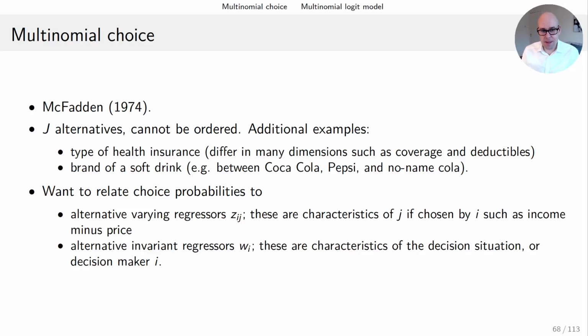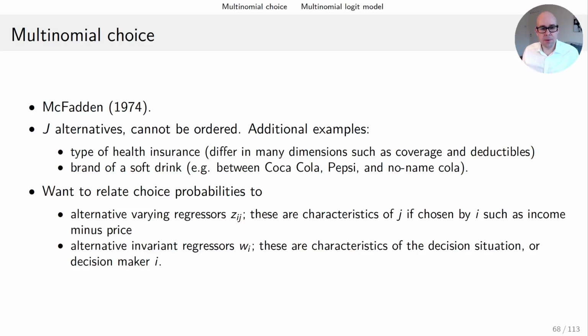for each decision maker. And multinomial choice models are closely related to utility maximization, and this is actually what this paper by McFadden that I've put here on the slide established. So McFadden looked at models that were used in other disciplines and developed a foundation that is related to utility maximization. And this is what we're going to discuss here, and of course also how these models work more generally.